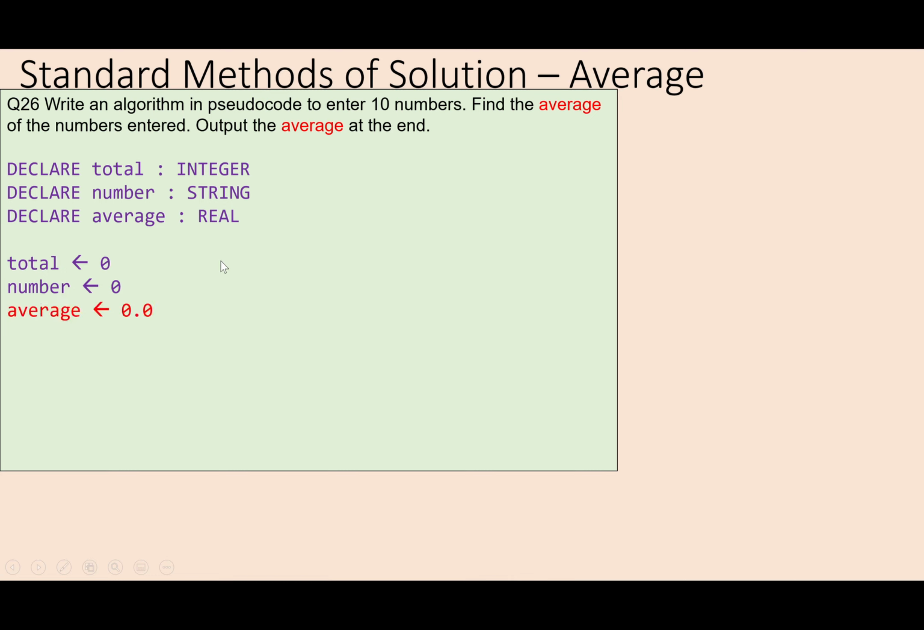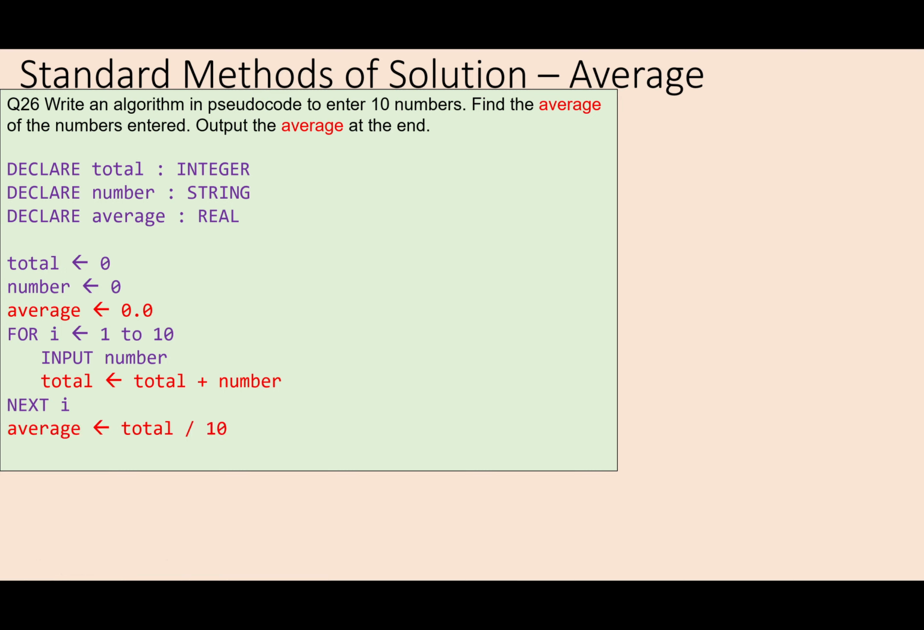Okay, so I'm giving total and number their initial values. Average is going to be 0.0 because I want it to be real. We're going to loop around 10 times. So let's input the first number, let's add it to the total, and let's go back around the loop and do that. Finish doing that 10 times, and then we'll divide the total by 10 and output it. And that gives us the answer. We've worked out the average.